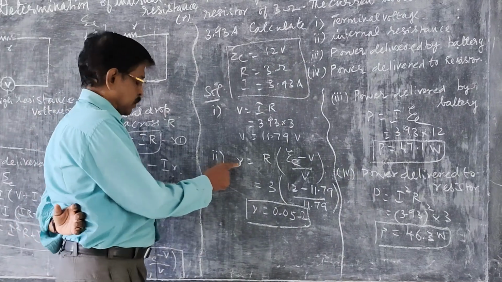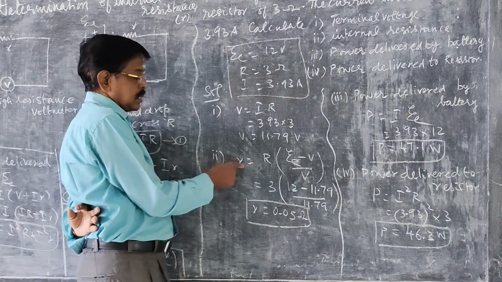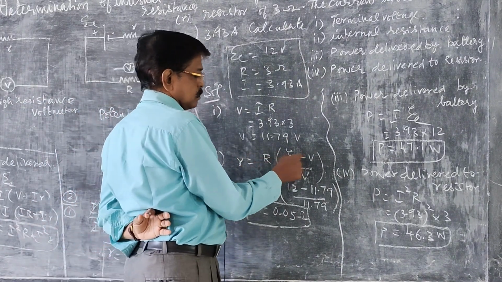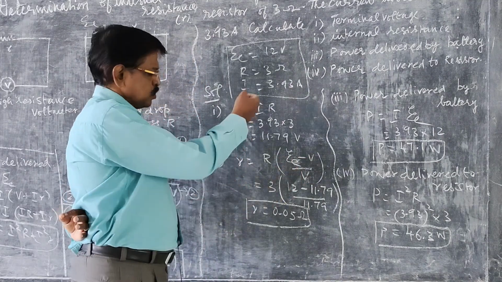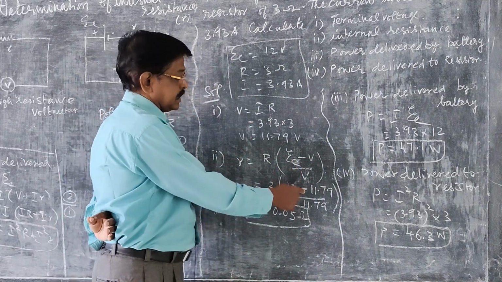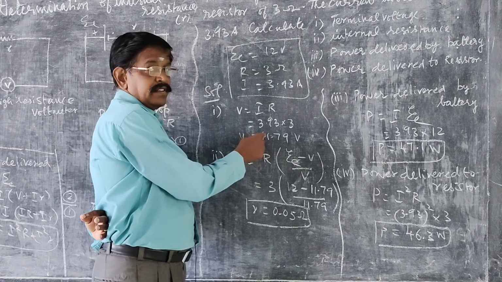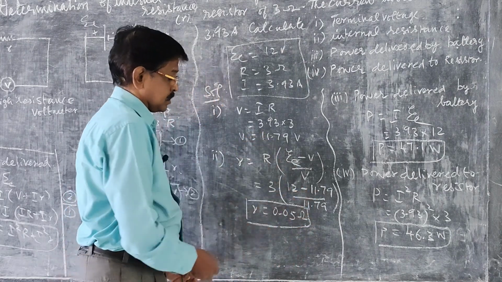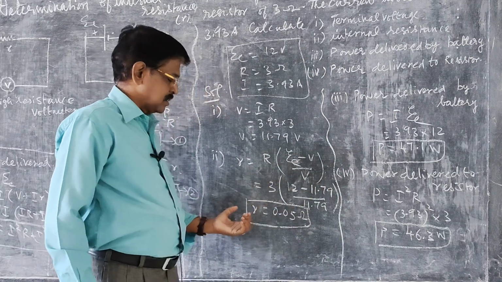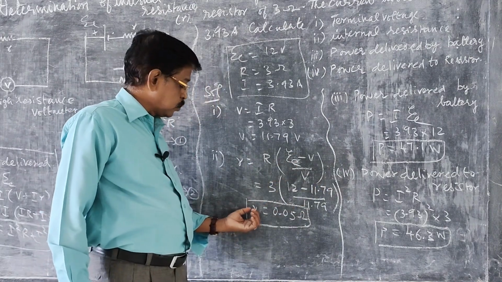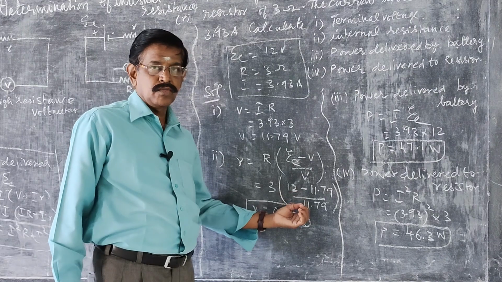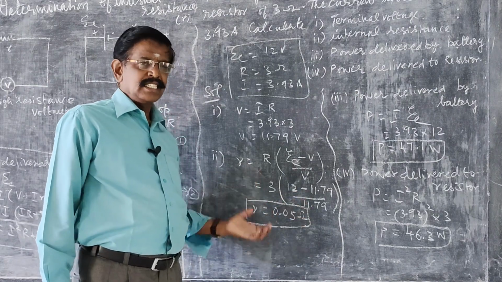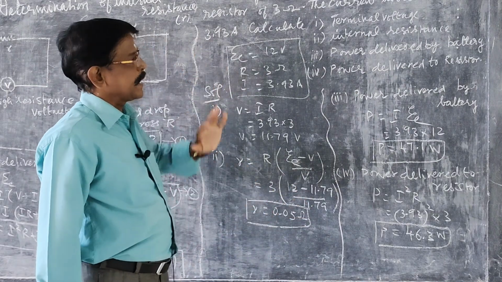Internal resistance formula, we just saw it. Small r equals R into (psi minus V) by V, that's all. Substitute 3 into (12 minus V) by V. That is 11.79 by 11.79. If you simplify this, you will get the value r equal to 0.05 ohm. This is the internal resistance of the given battery.